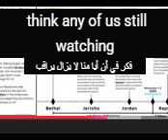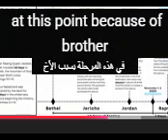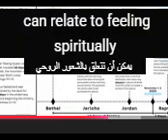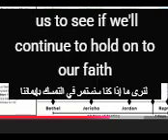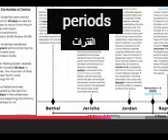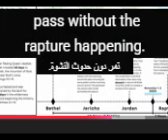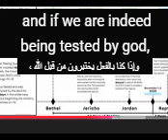I think any of us still watching for the rapture at this point because of Brother Joshua's testimony can relate to feeling spiritually tested ever since September 23rd to 24th. God seems to be testing us to see if we'll continue to hold on to our faith even as the 3 watch periods pass without the rapture happening. And if we are indeed being tested by God, wouldn't it make sense that the testing would last for 40 days? If Jesus himself was tested for 40 days in a physical wilderness, then why wouldn't his bride also be tested for 40 days in a spiritual wilderness?